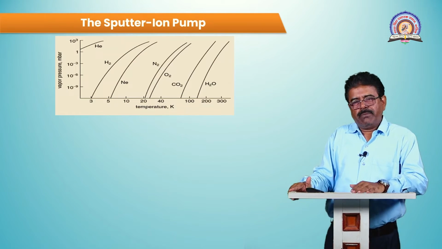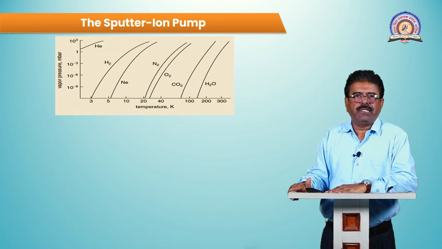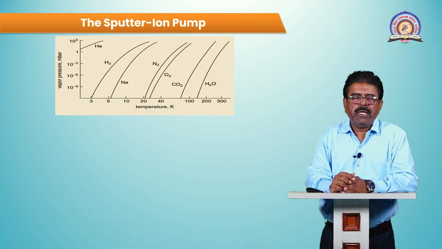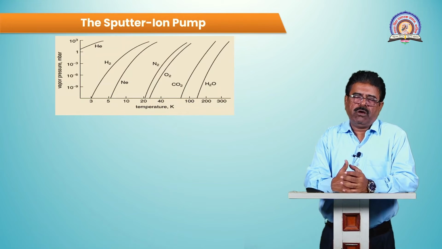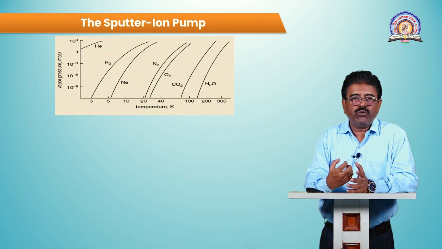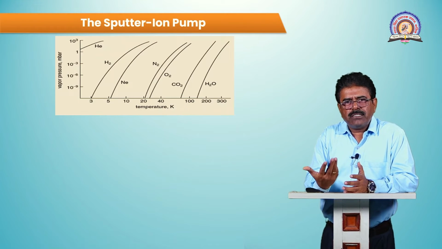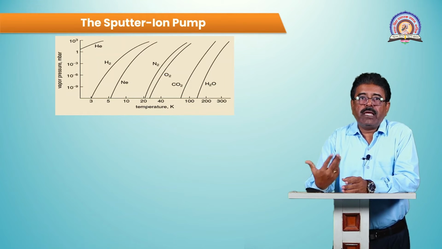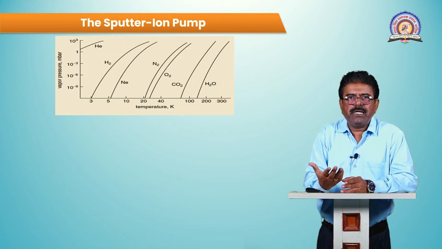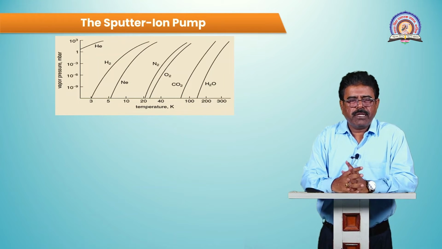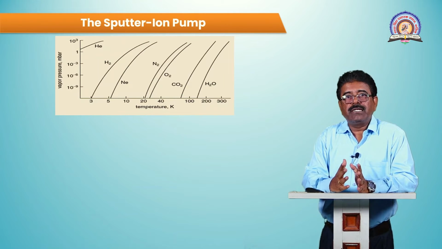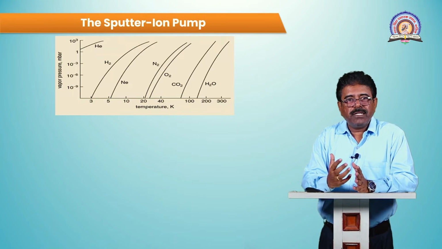So let us move to another type of Gator pump, or rather the capture pump, which is the sputter ion pump. Just now we have seen the first type, the titanium sublimation pump, and one of its major drawbacks is that it cannot remove some inactive gases. There are some other techniques, for example cryo vacuum pumps. These are also a very good example of capture pumps. But there are certain limitations. So what are the limitations?